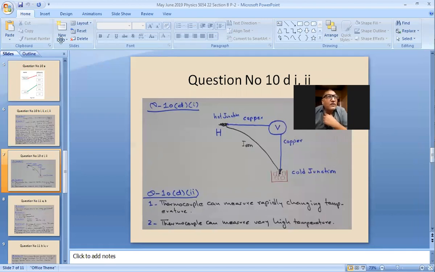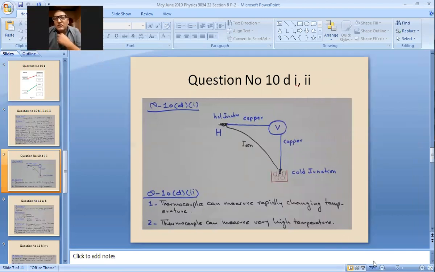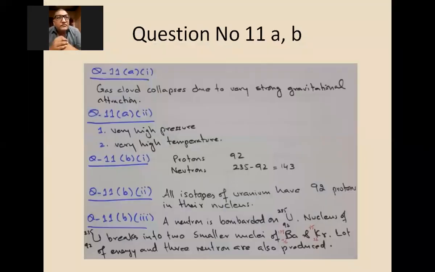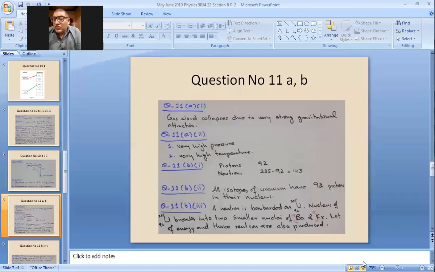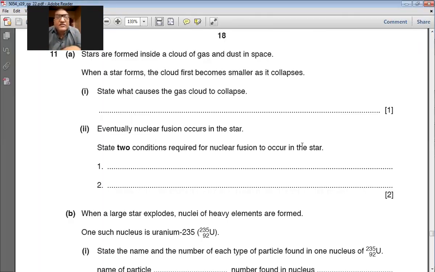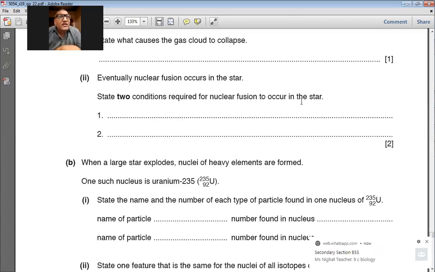Okay, so here we go. The gas cloud collapses due to the very strong gravitational attraction. It has a very strong gravity. Due to that, it collapses. So, okay, the next question is coming up on your screen, and we will check the marking scheme later. Let's first do 2 questions.